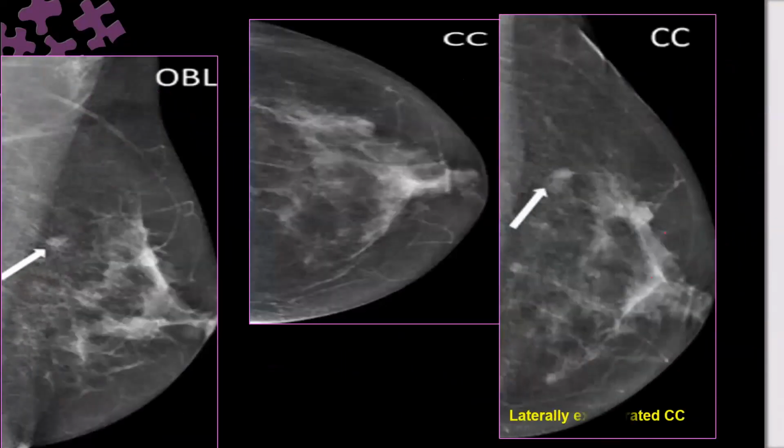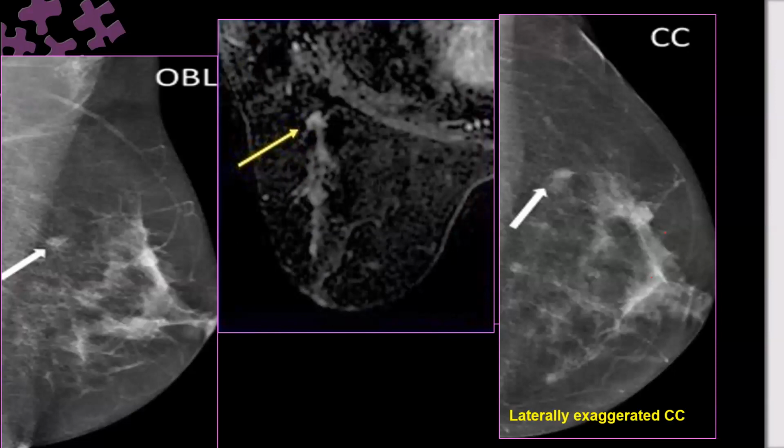Okay. So what is this image? This is MRI. So what does it add? Does it help in this case? No. Same as mammogram, it confirmed this.